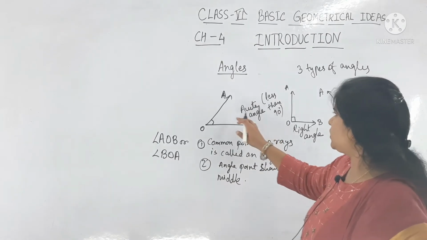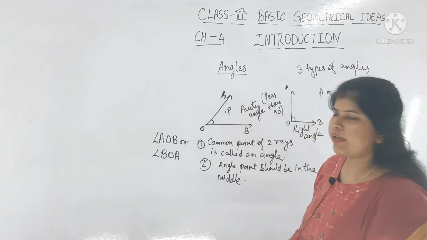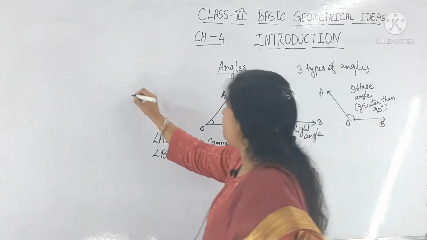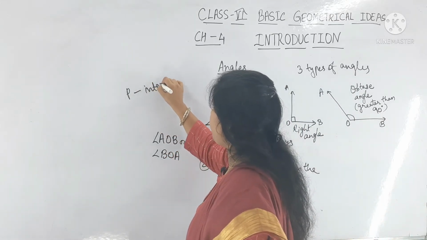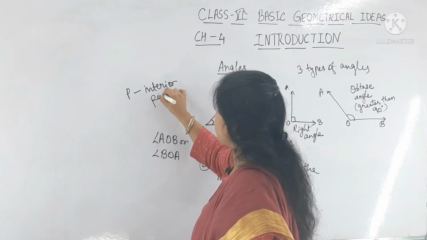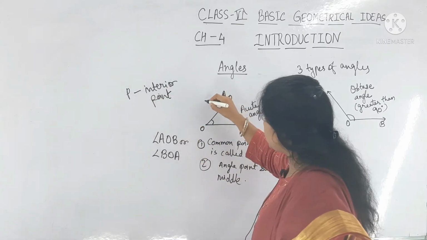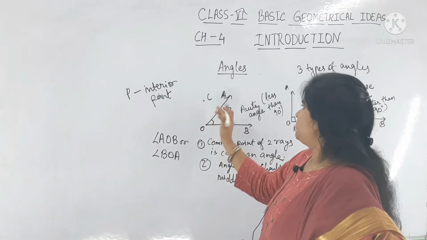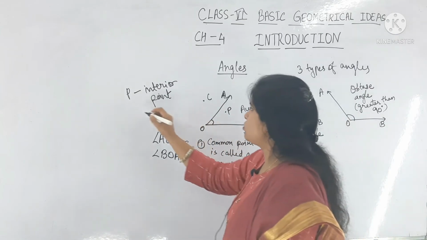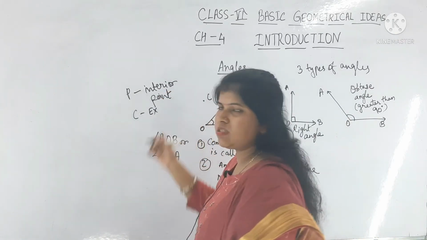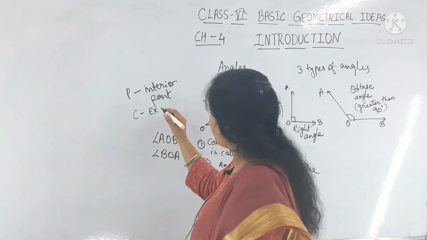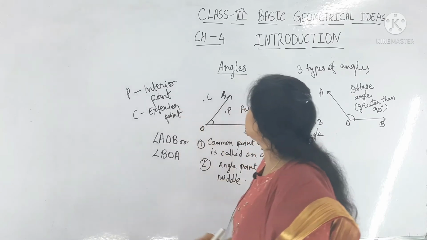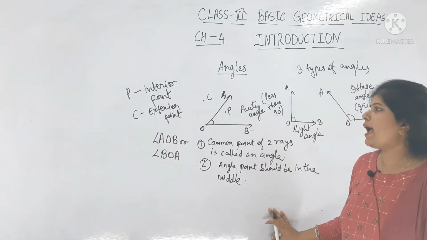Okay, if there is a point here, P, so this is interior, inside this angle, so P can be written as an interior point. And if it is somewhere here, point C, like this, that is outside the angle, so C is an exterior point. In means inside and ex means out. So here exterior point, like this. This is the topic about the angles.